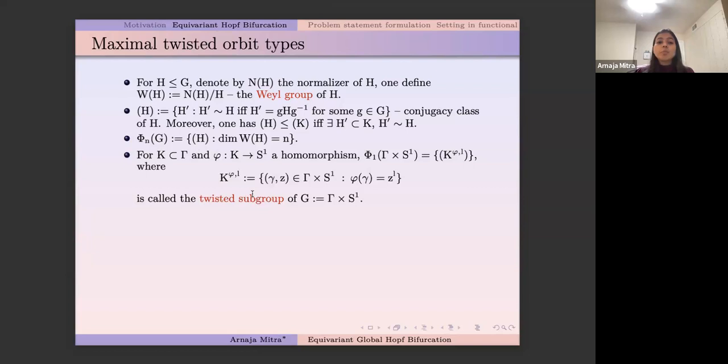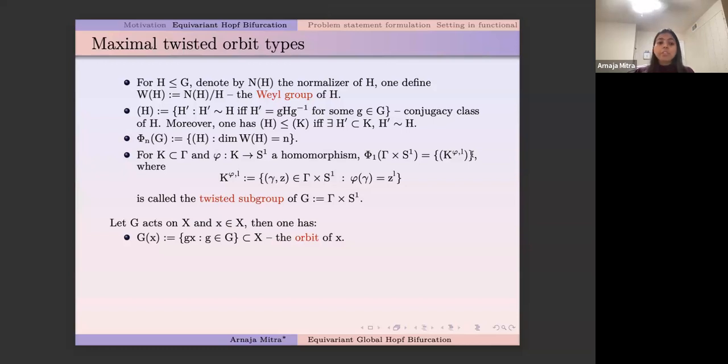Now the twisted subgroup is a subgroup of Γ × S¹ which satisfies this condition, where K is a subgroup of Γ and φ is a homomorphism which satisfies this condition.